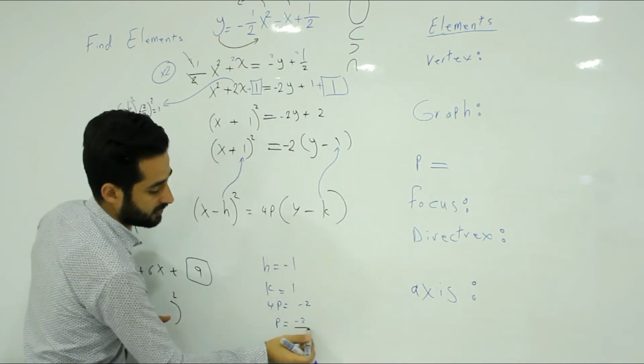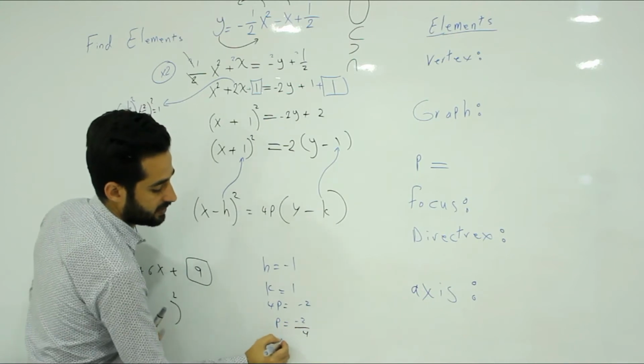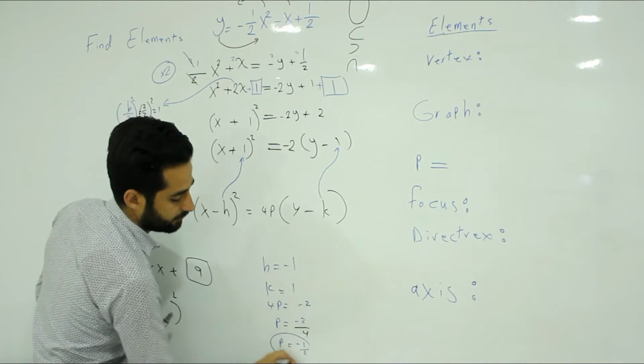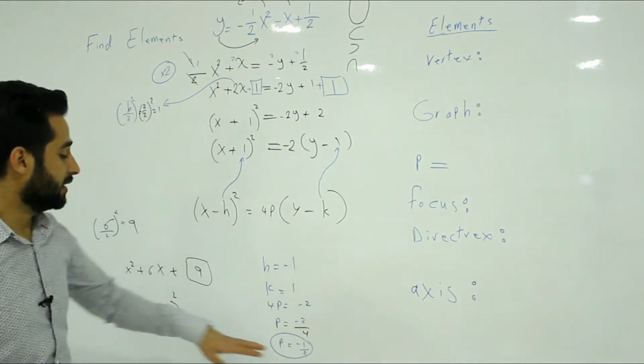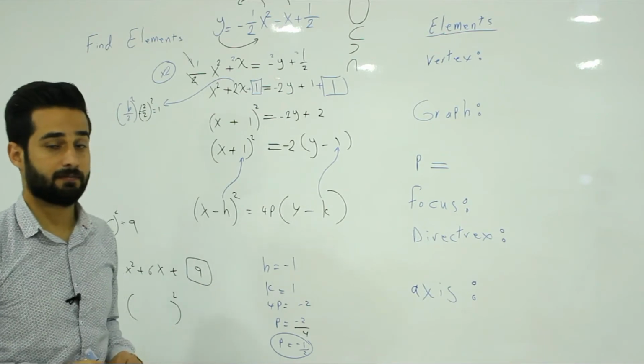Take this to the other side. Divide by 4. Cancel, cancel. p is equal to minus 1 over 2. So the answer is p is equal to minus 1 over 2, and this is h and k.